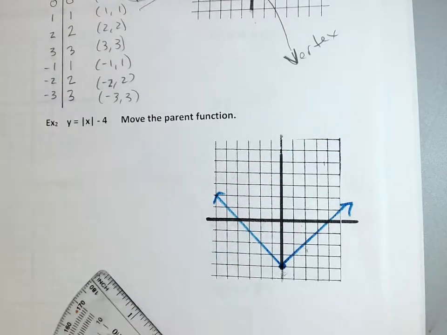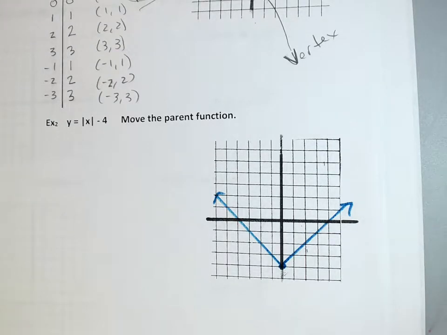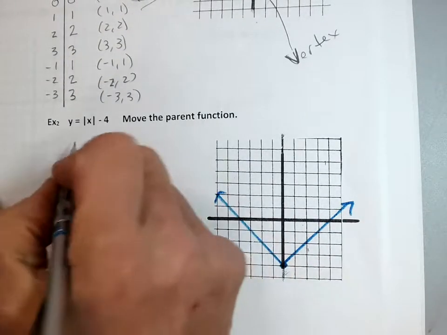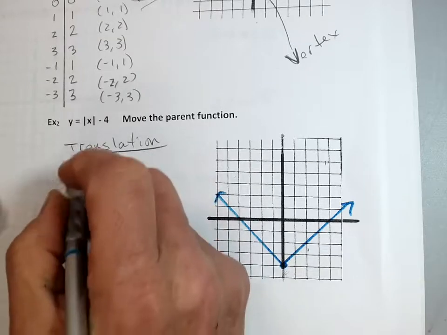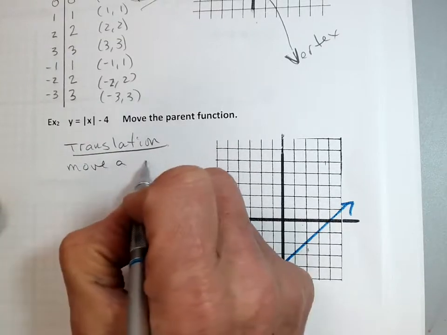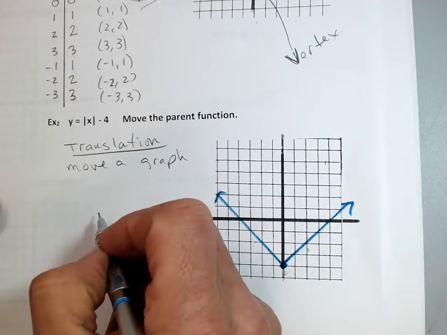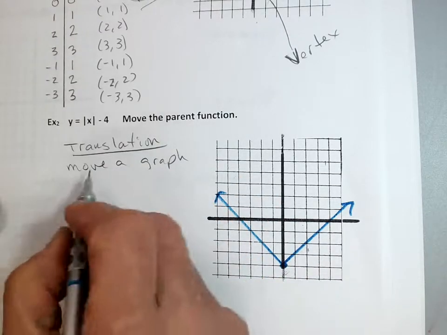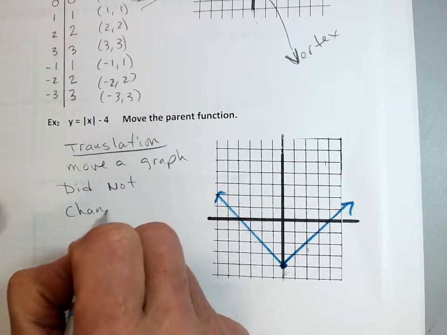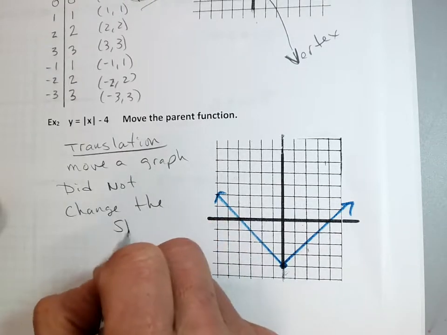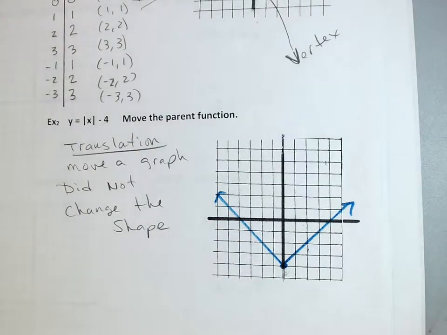All right? Easy. That's called a translation. When I move a graph, it's called a translation. So translation is to move a graph without changing its shape. Okay, so I didn't change the shape. We moved the graph. I did not change the shape. Okay? So translation, we just moved it down 4. That's all we did. Thumbs up so far? Okay. Any sideways? Okay, good.